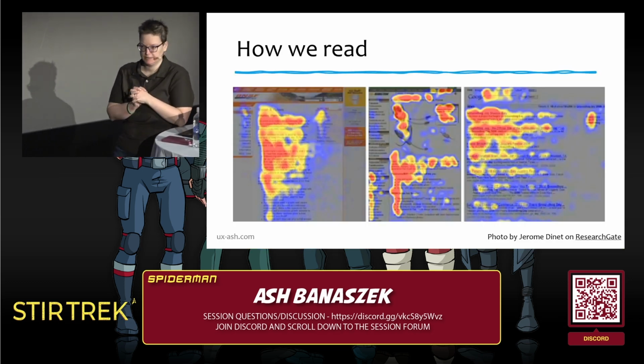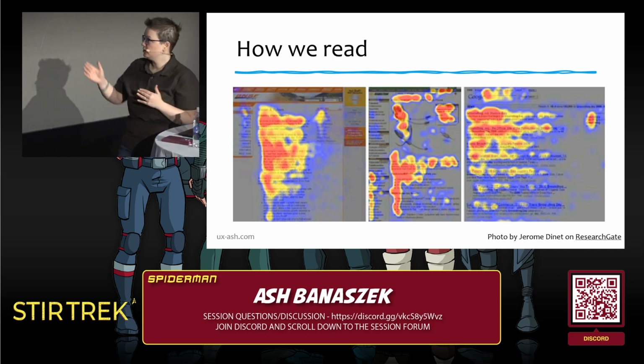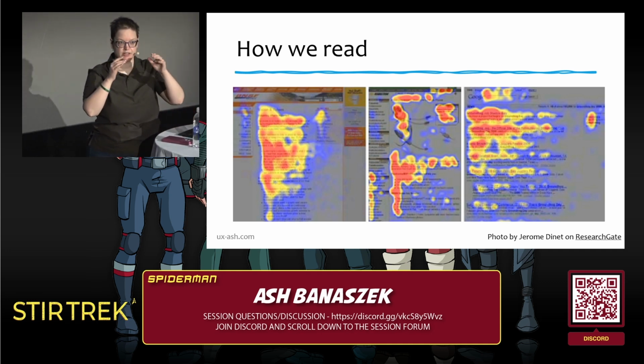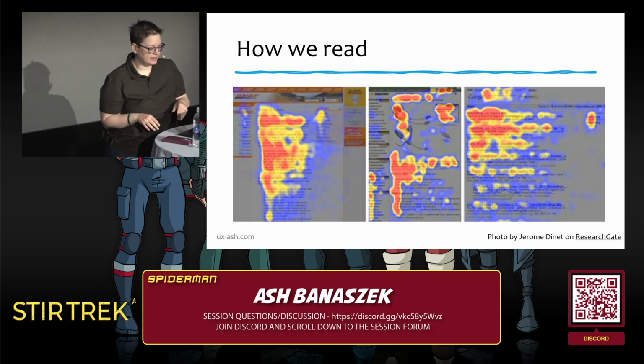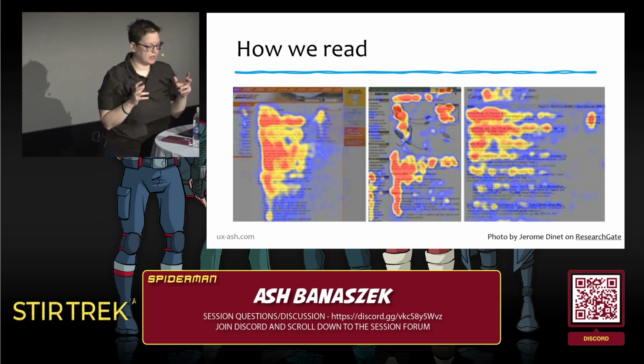So how we read. We generally read in an F pattern or an L pattern. You can kind of see, this is a heat map. An eye tracker tracks where your pupils are going, and essentially, where it's hotter is where your eyes spend more time.